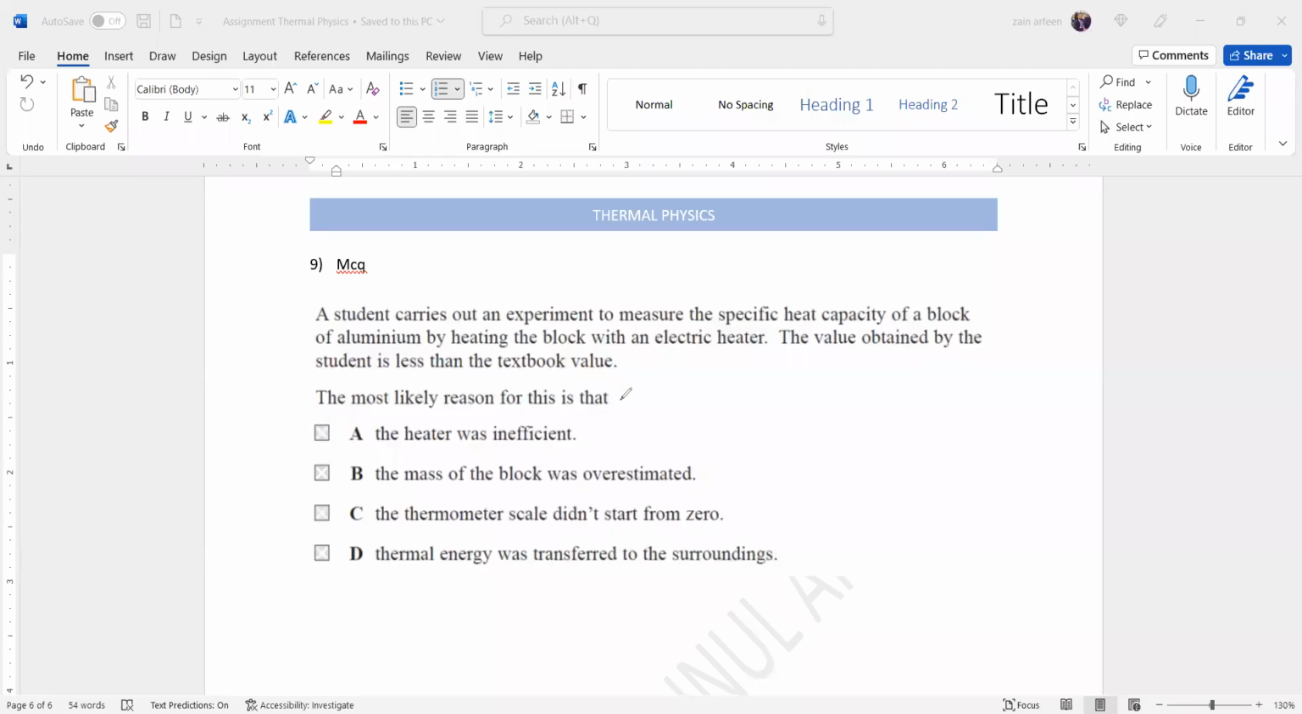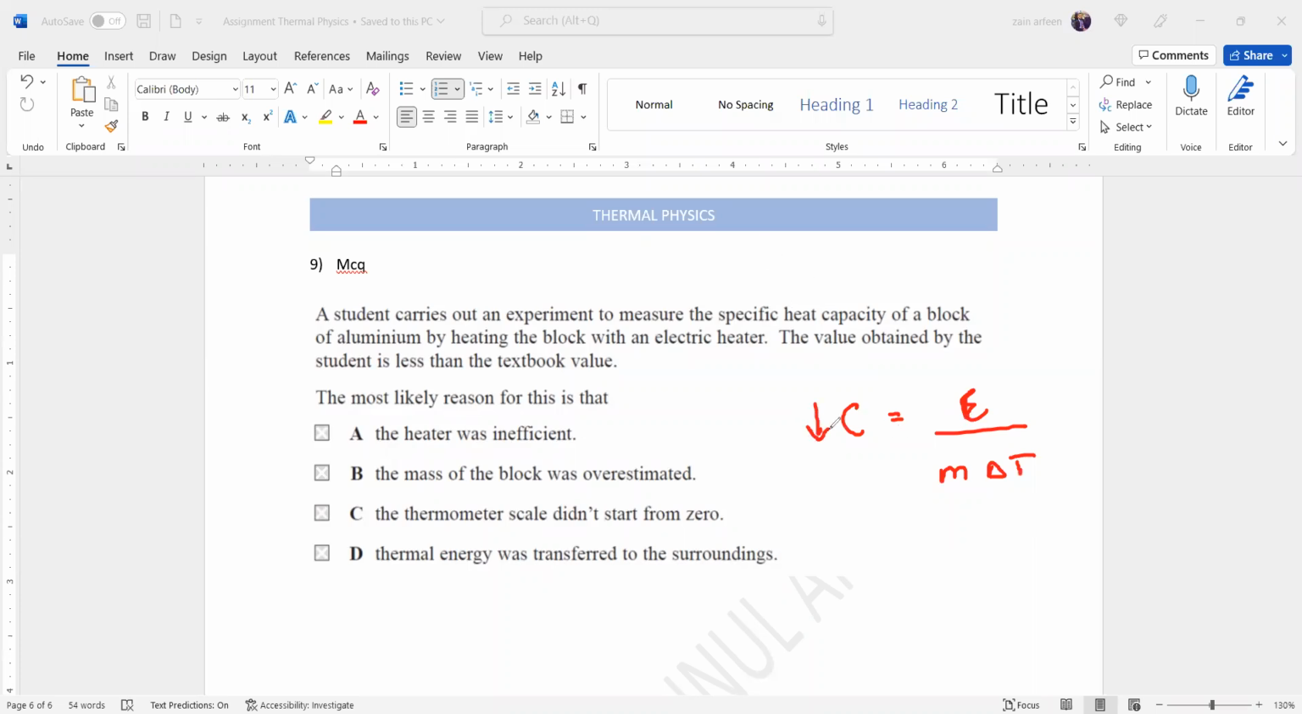A student carries out an experiment to measure the specific heat capacity of a block of aluminum. The value obtained by the student is less than the textbook value. Look, the formula for specific heat capacity is how much energy we supplied divided by mass times temperature change. The more we divide, the smaller the value we get.